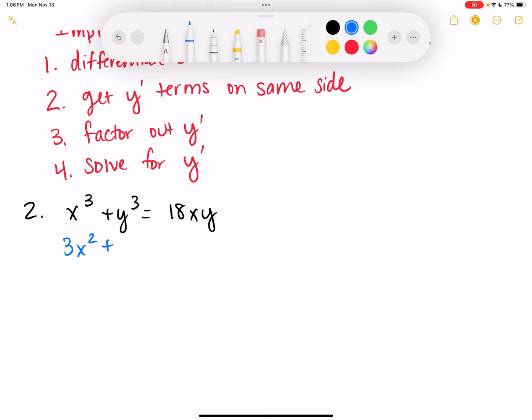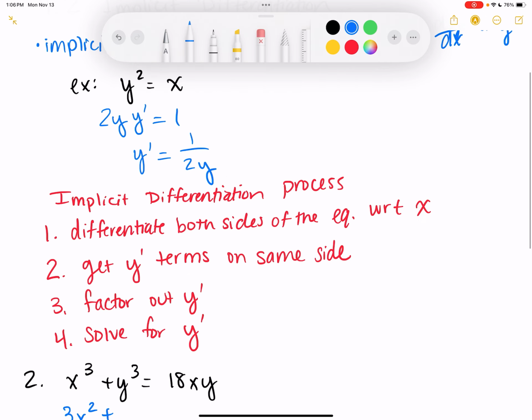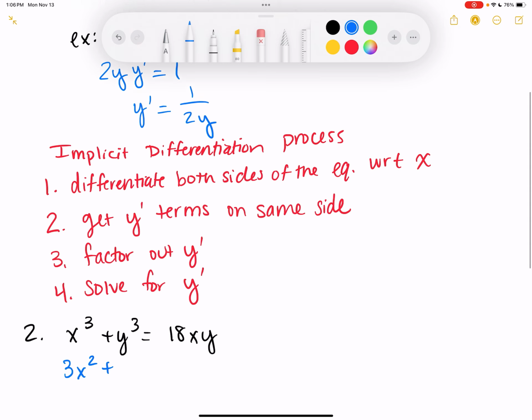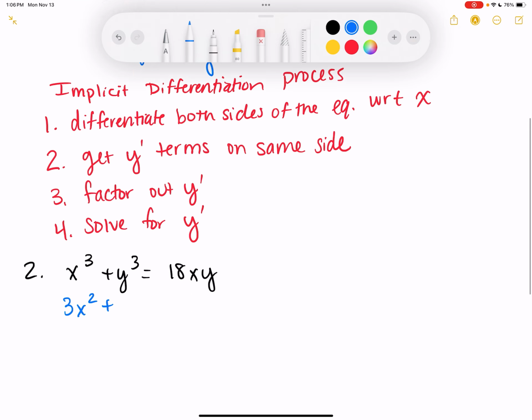Now, when we get to y terms, we are taking the derivative of y with respect to x, okay? That is why what I did up here when I had the derivative of y squared was 2y y prime, okay? So now, this is going to be 3y squared. So we take it just like normal, but we always end up multiplying it by y prime.